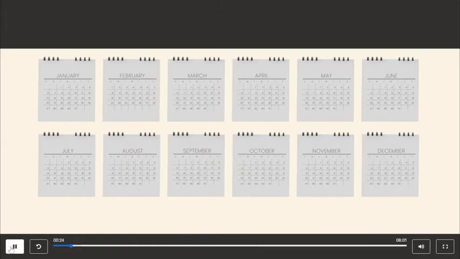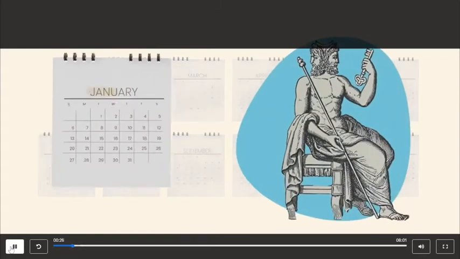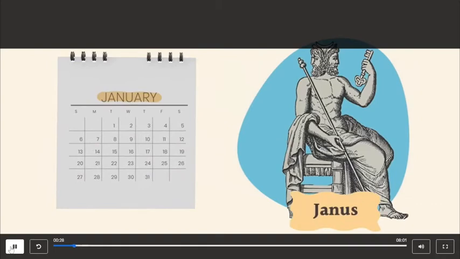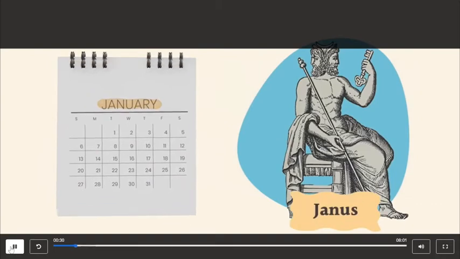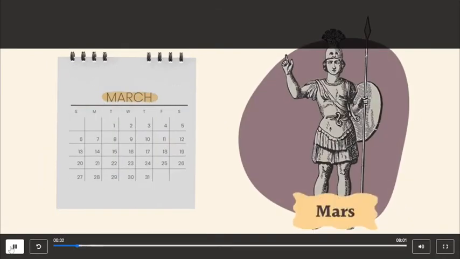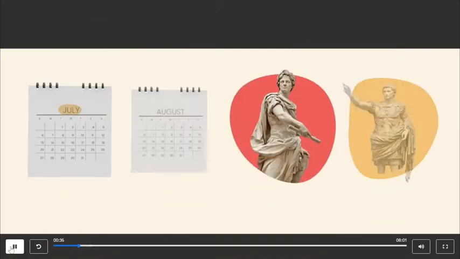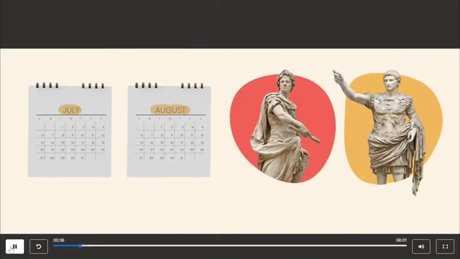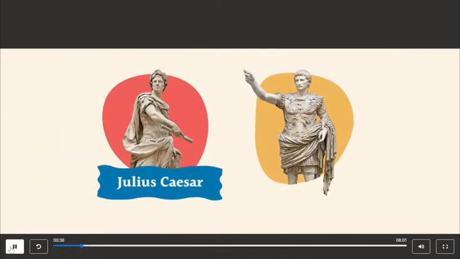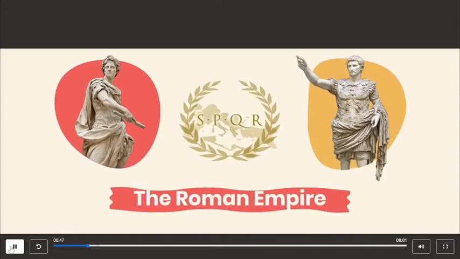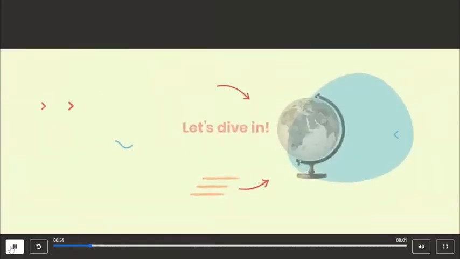Many of the months are named after Roman gods. January was named after Janus, the god of doorways and transitions, and March after Mars, the god of war. But July and August are named after 2 very powerful people, Julius Caesar and Augustus. The story of these 2 men explains the birth of one of the ancient world's most powerful civilizations, the Roman Empire. We'll explore that story in today's lesson. Let's dive in.